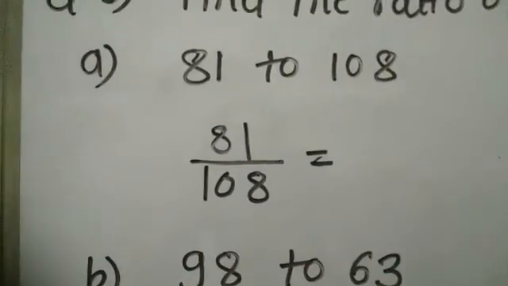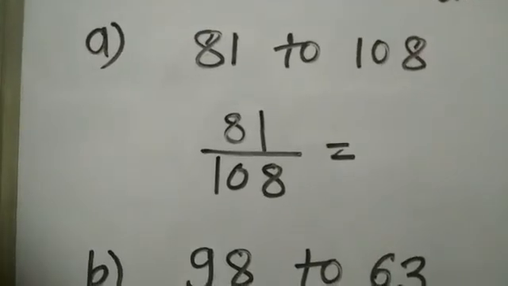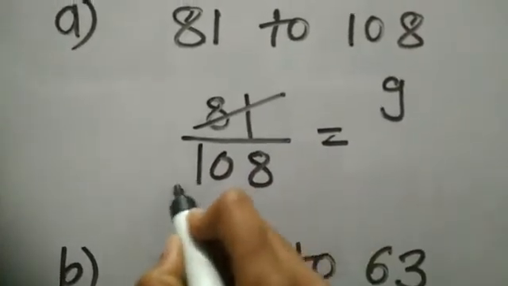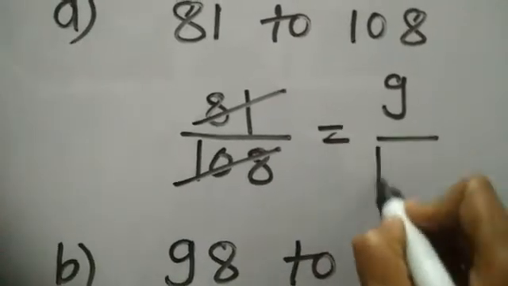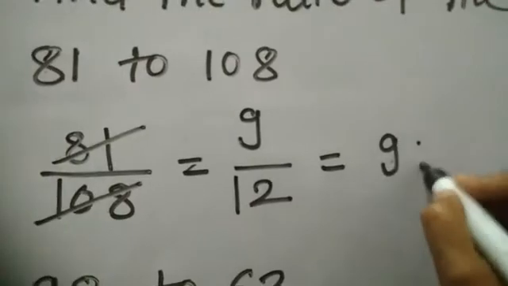Now 81 and 108 both are divisible by the number 9. So if you divide them by 9, what will you get? 9 nines are 81 and it will be 12. Hence the required ratio is 9:12.